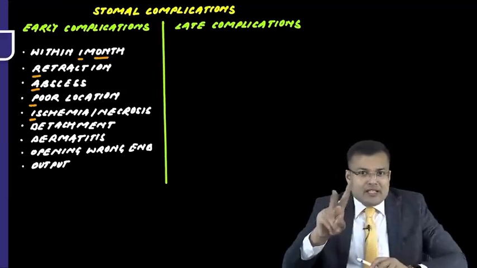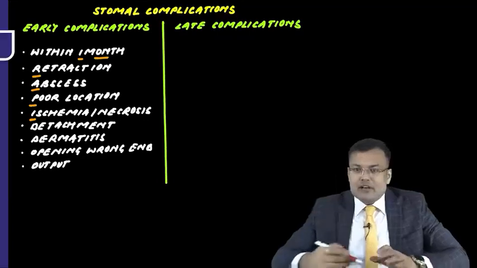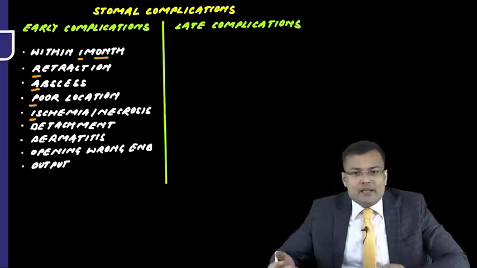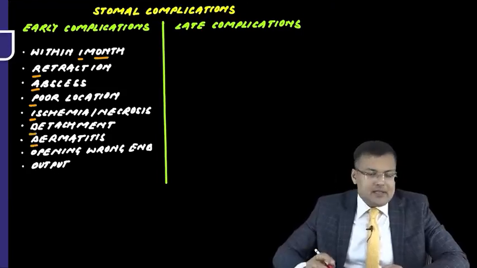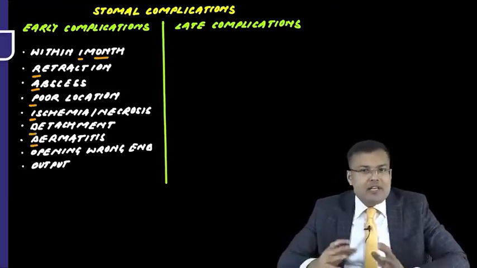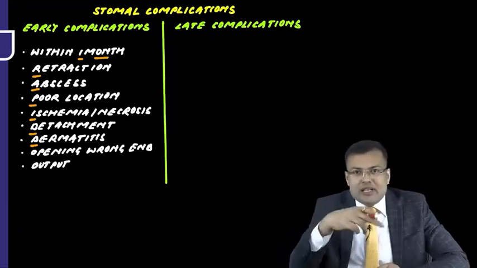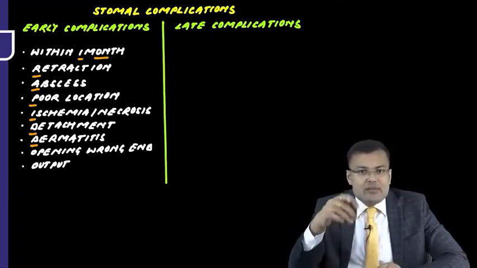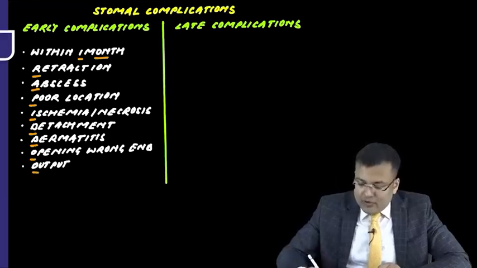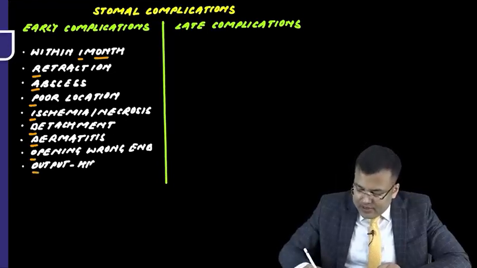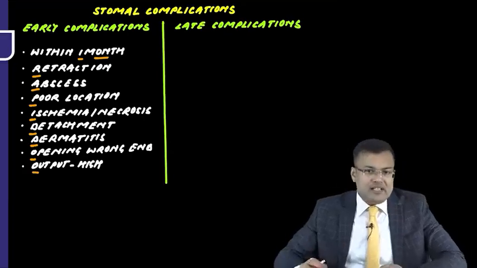Sometimes you perform extensive dissection. So what happens? The vascularity of the bowel is compromised and it will lead to what? Ischemia or necrosis. Sometimes there is detachment. Dermatitis occurs because of effluent. If the liquid effluent is there and there is spillage of effluent, it causes dermatitis. There can be opening of the wrong end and output when the output is high. Especially high output is seen in ileostomy.